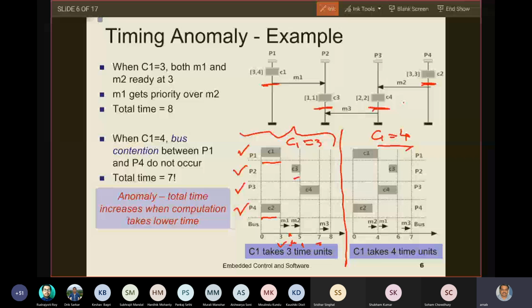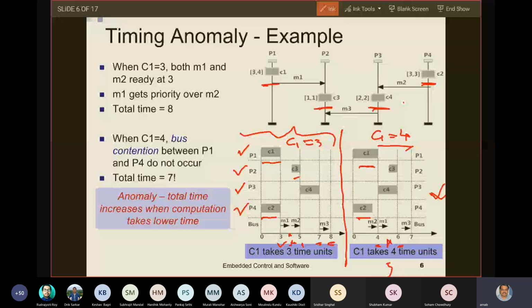Now C1 completes, and the message M1 can be transmitted over the bus, and at time 5 this M1 reaches processor 2, and C3 can start after M1 has reached, and C3 completes at time 6. Okay, C3 completes at time 6, and on the other hand, C4 completes at time 6, and the message can be transmitted and completed.